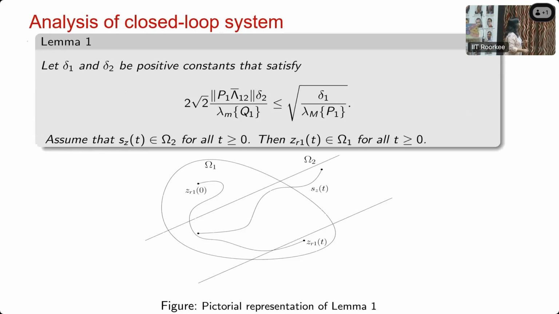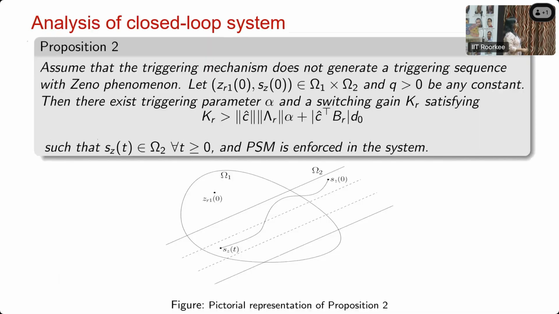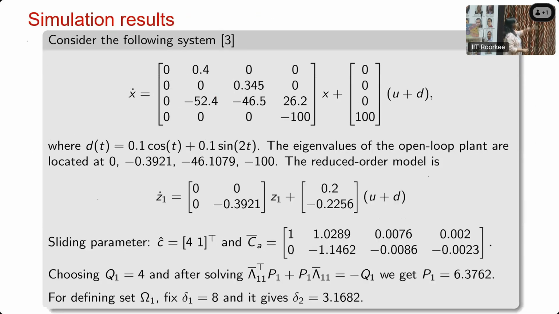So for simulation, we have considered this fourth order system, and this is the disturbance we have considered. The eigenvalues of this open loop system are these 4 values. We have neglected these 2 non-dominant poles because they are very far from the origin, right? So we have considered these 2 eigenvalues as the dominant modes, and this is the reduced order system obtained by considering these 2 as the dominant modes.